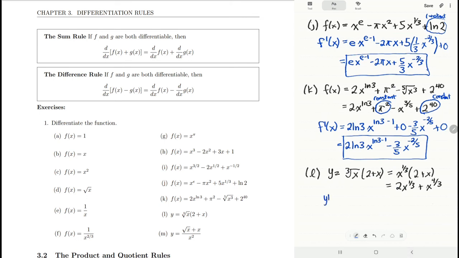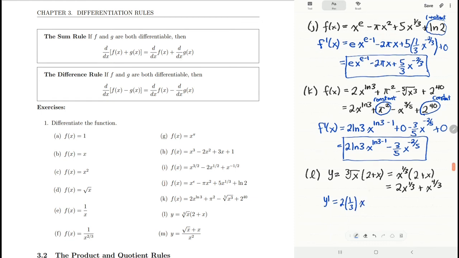So now we can take the derivative. So we apply the power rule. We have 2 times 1/3 times x to the power of 1/3 minus 1, which is negative 2/3, plus 4/3 times x to the power of 4/3 minus 1, which will be 1/3. So we can simplify this to 2/3 times x to the negative 2/3 plus 4/3 times x to the 1/3.